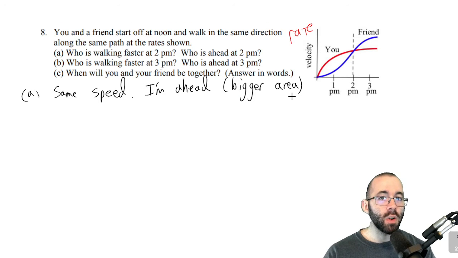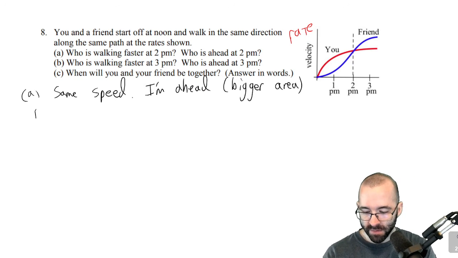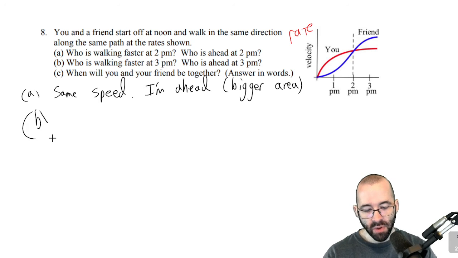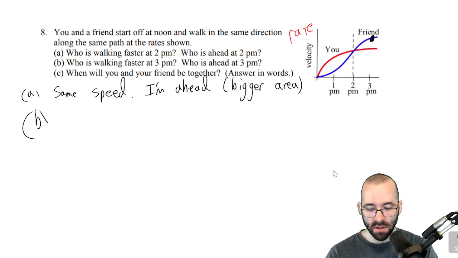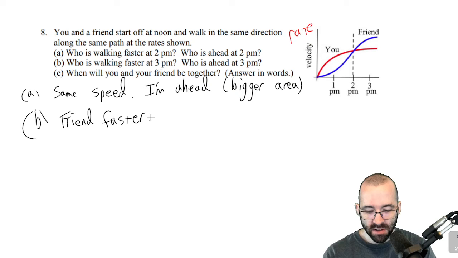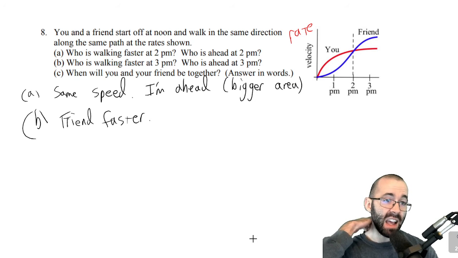The area under a rate is the total change. So the area under velocity is your displacement. I've gone further. B is very similar. Who's walking faster at 3 p.m.? Well, at 3 p.m., my friend's walking faster. Okay. Friend is faster. Who's ahead?